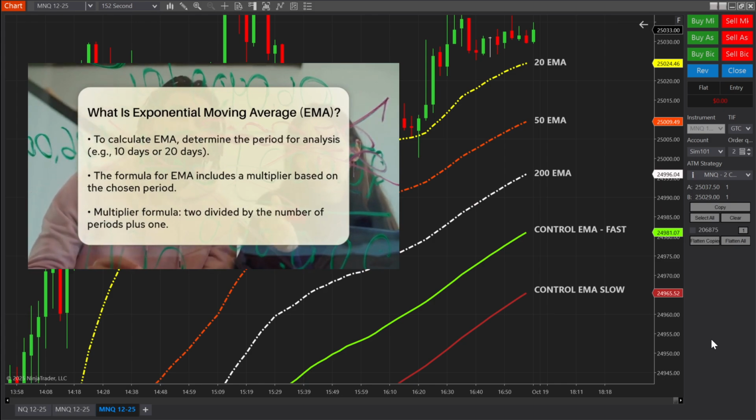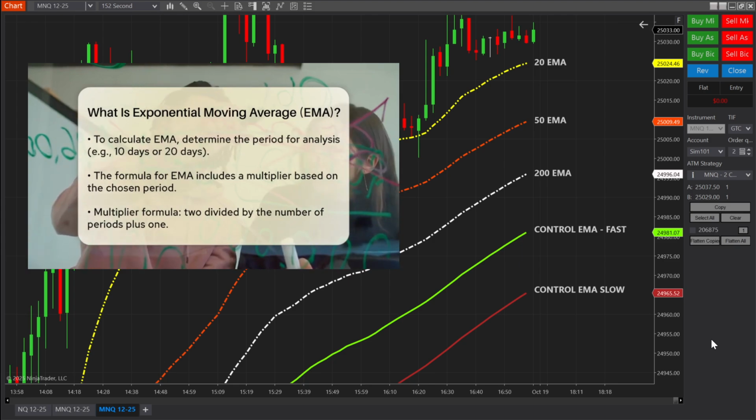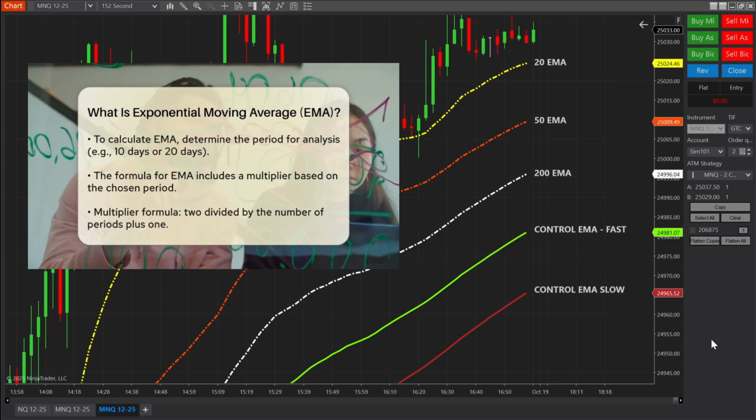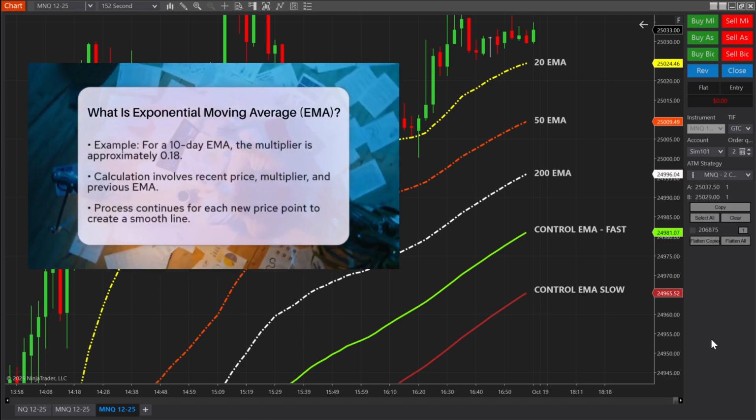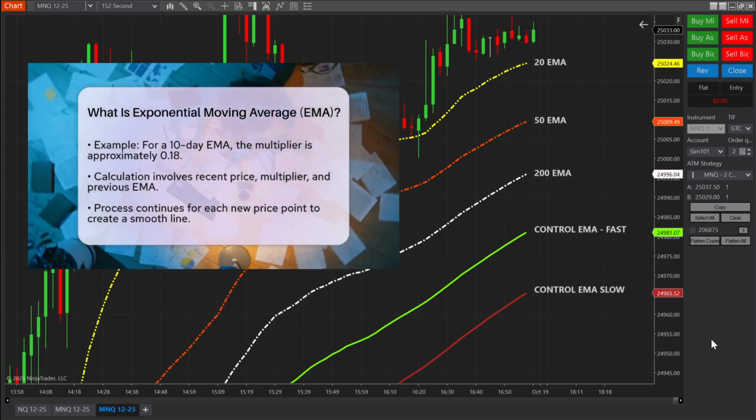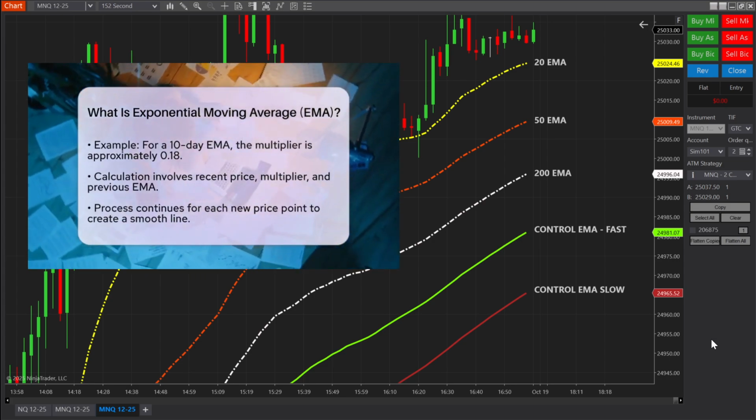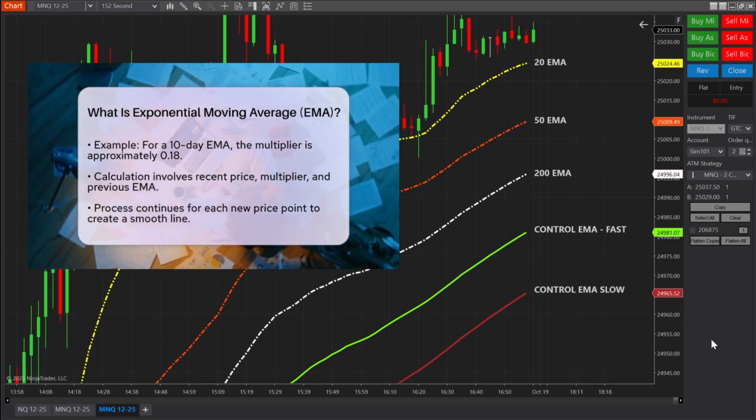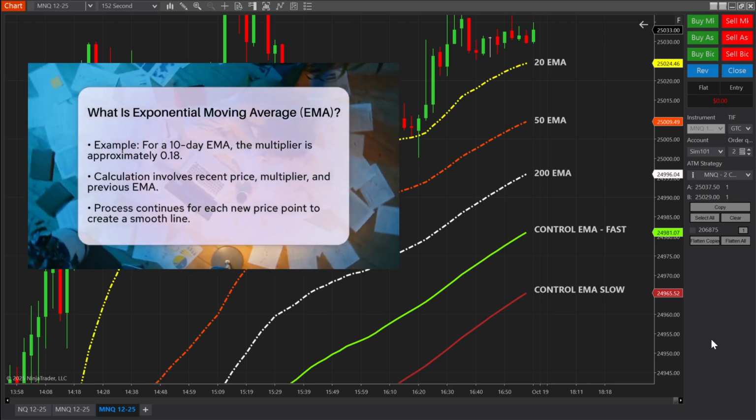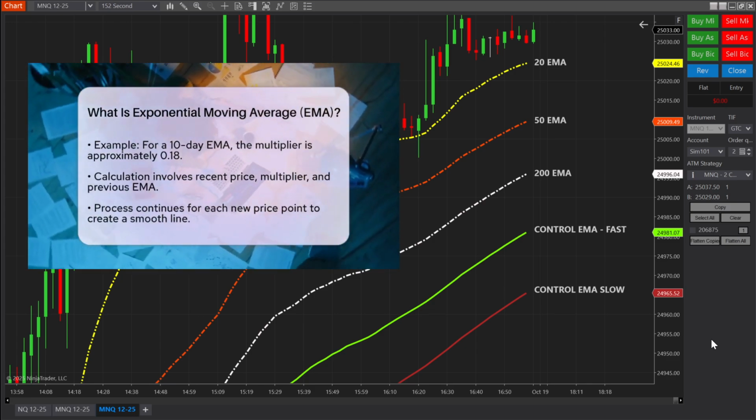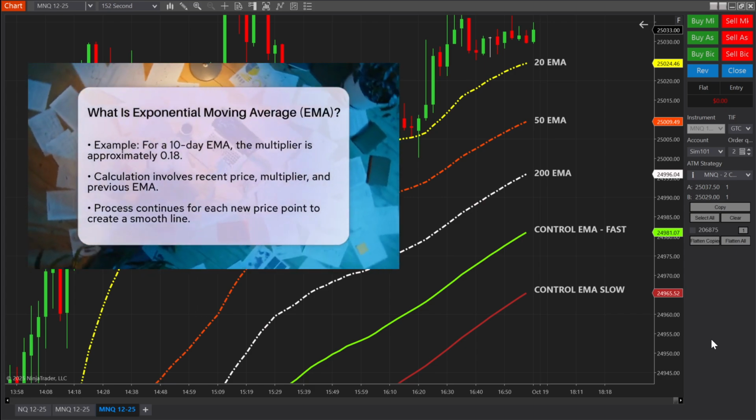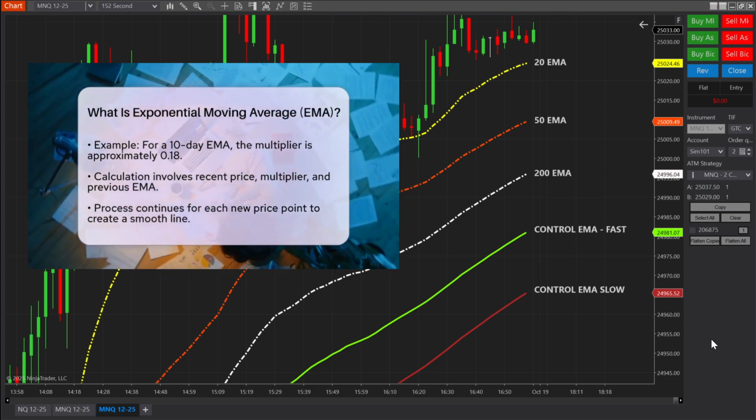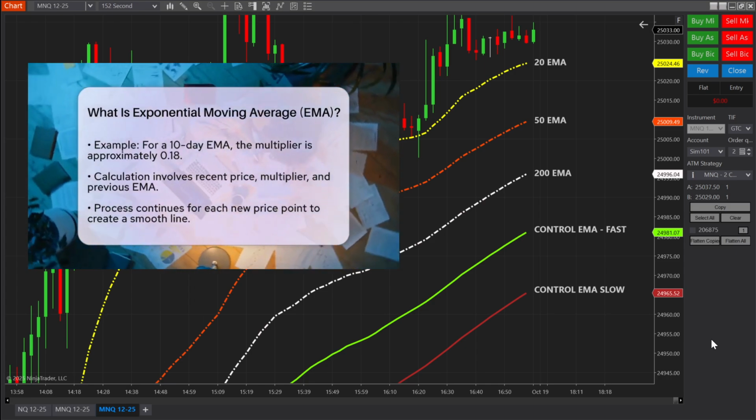This multiplier is derived from the formula, 2 divided by the number of periods plus 1. For example, if you are calculating a 10-day exponential moving average, the multiplier would be 2 divided by 11, which equals approximately 0.18. You then take the most recent price, multiply it by this multiplier, and add it to the previous exponential moving average multiplied by 1 minus the multiplier. This process continues for each new price point, creating a smooth line that traders can use to make decisions.